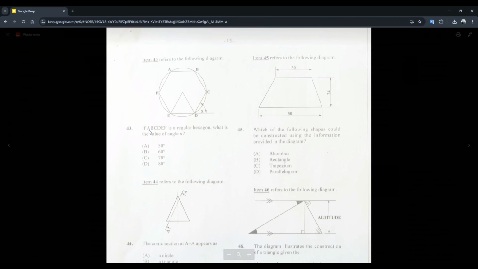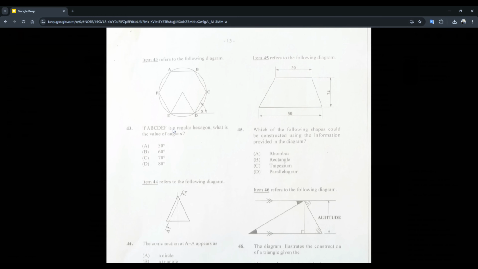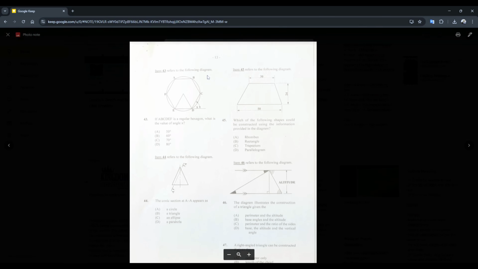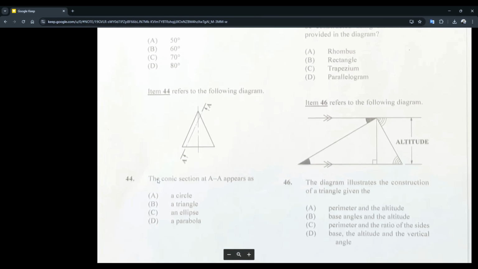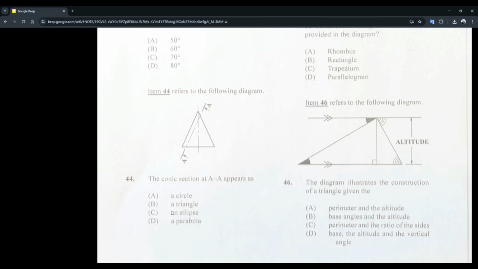Number 43. If ABCDF is a regular hexagon, what is the value of angle X? All right, so we have a hexagon here, sorry. X is an external angle, so it will be 60 degrees. This is a common question. Number 44 is also a common question. The conic section at AA appears as, so if we cut it here, the section will be a parabola, D.